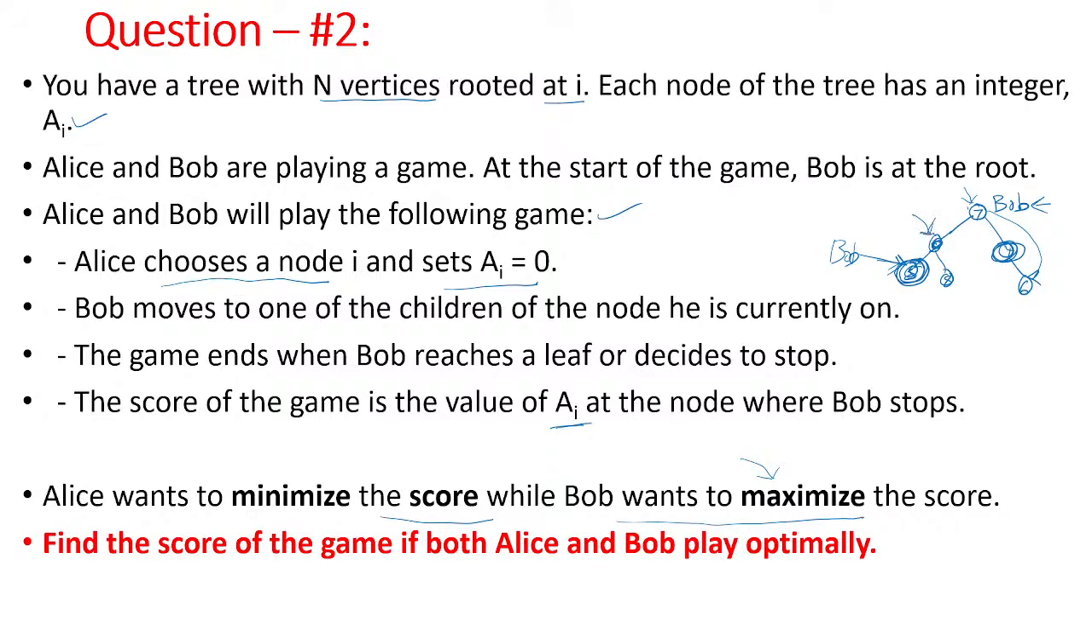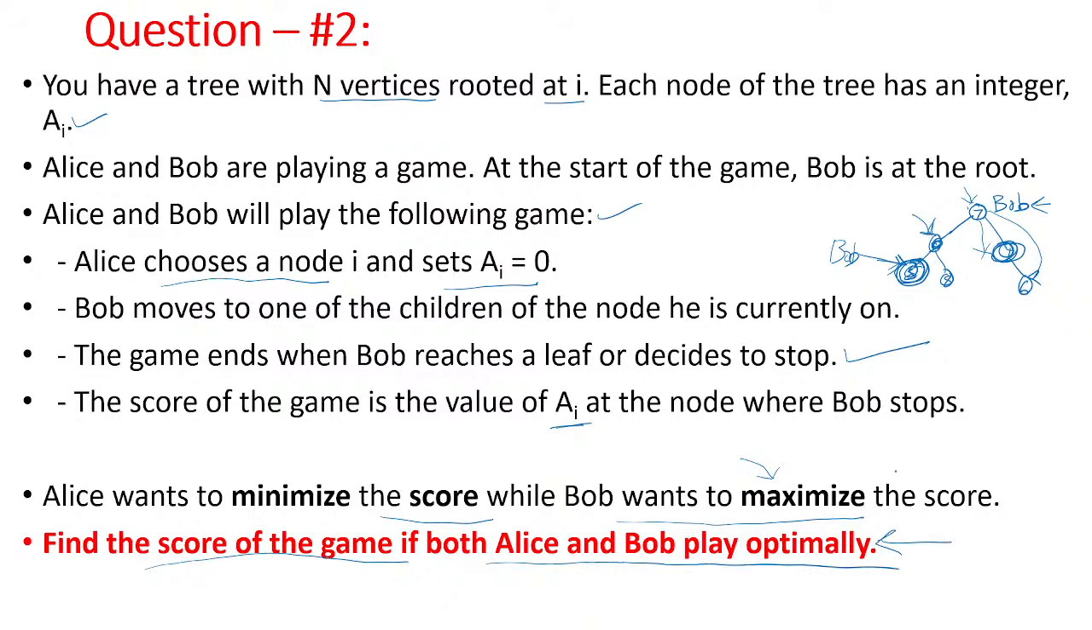Then the node value becomes 0. After Alice chooses this node, Bob should move to one of the nodes. Bob always looks at a node whose value is greater. So he moves to one of his children nodes, the one where the node value is the highest number. That's how they play the game. How the game ends is given here. Then what is our aim? Find the score of the game if both Alice and Bob play optimally.